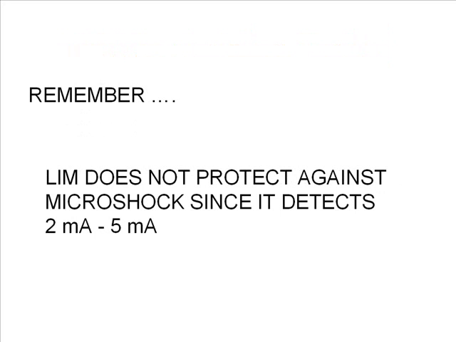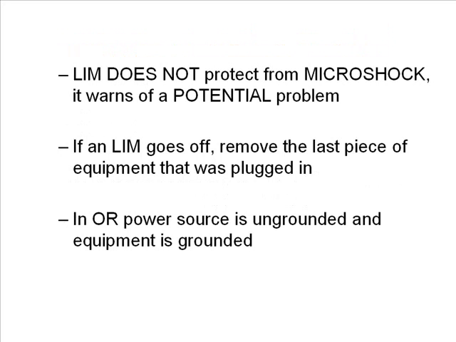So remember, the line isolation monitor does not protect against microshocks since it detects 2 to 5 milliamps of leakage current. So the line isolation monitor does not protect from microshock, but it does warn of a potential problem. And one common board exam question is, what do you do if the line isolation monitor goes off? The best thing to do is remove the last piece of equipment that was plugged in that may have enough leakage current to trigger this. You can plug it in a different outlet or simply use a different piece of equipment. And then you want to call the engineers to get it fixed.